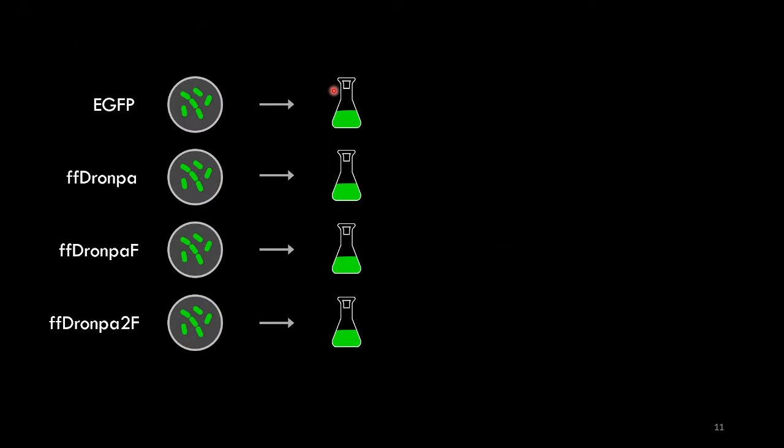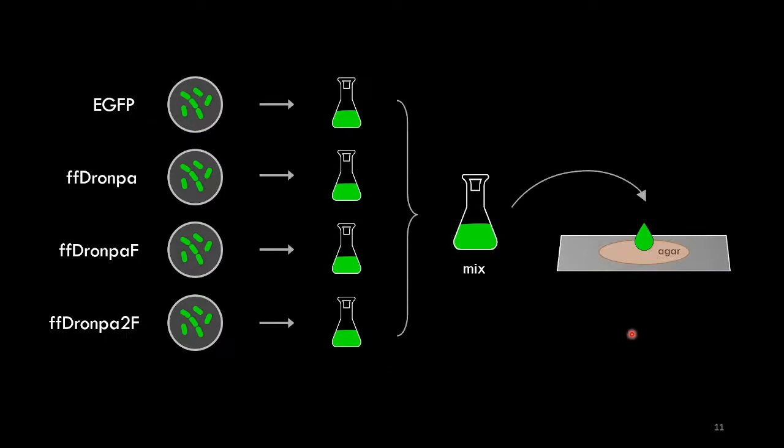So I had a culture with the bacteria expressing only one single fluorescent protein. We put them together and we immobilized them in an agar on the cover slip, and we performed the imaging. This video shows you the mixture of E. coli, it's a mixture of the four fluorescent proteins.